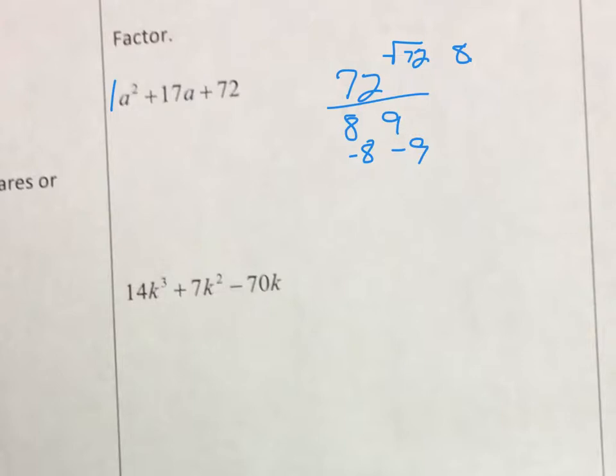Did that do it for me or not, Aaron and Shirley? Yes, 8 and 9 did it. So we're going to rewrite it a squared plus 8a plus 9a plus 72. And now it's a grouping problem.